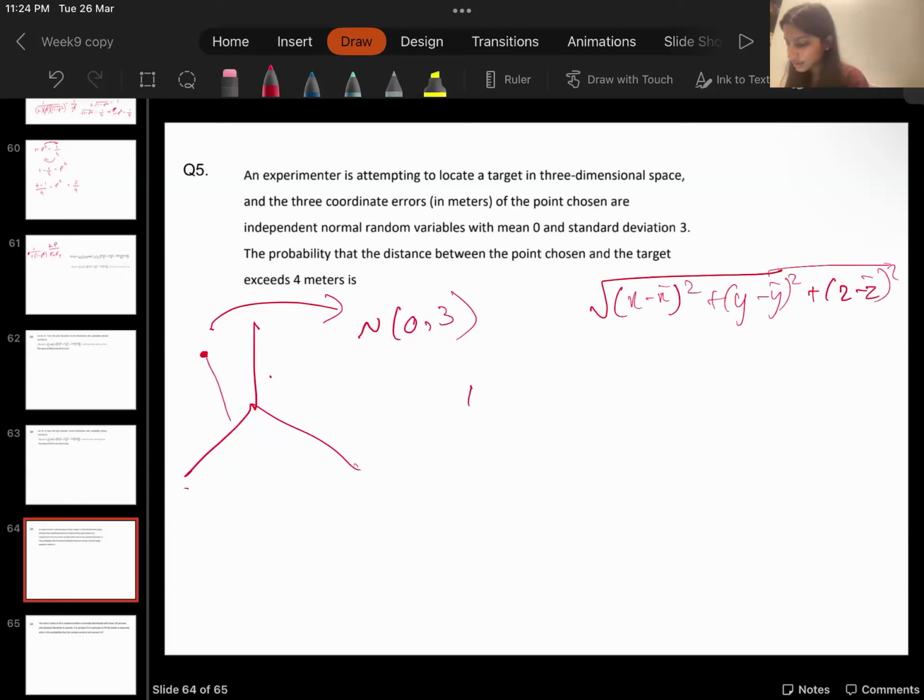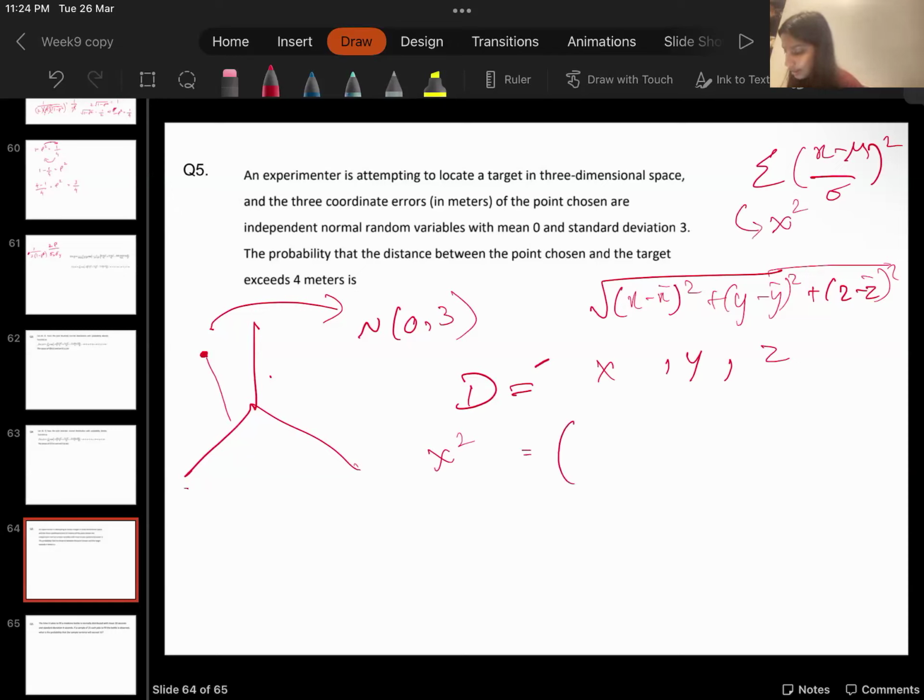So this distance, let's say given by d, follows a chi-square distribution, because d is based on three random variables x, y, and z. If you remember, we saw the summation of random variables: the summation of x minus mu by sigma, the whole square, follows a chi-square distribution. So how do you compute it? Here mu is 0 and sigma is 3. The sum of the squares follows the chi-square distribution.